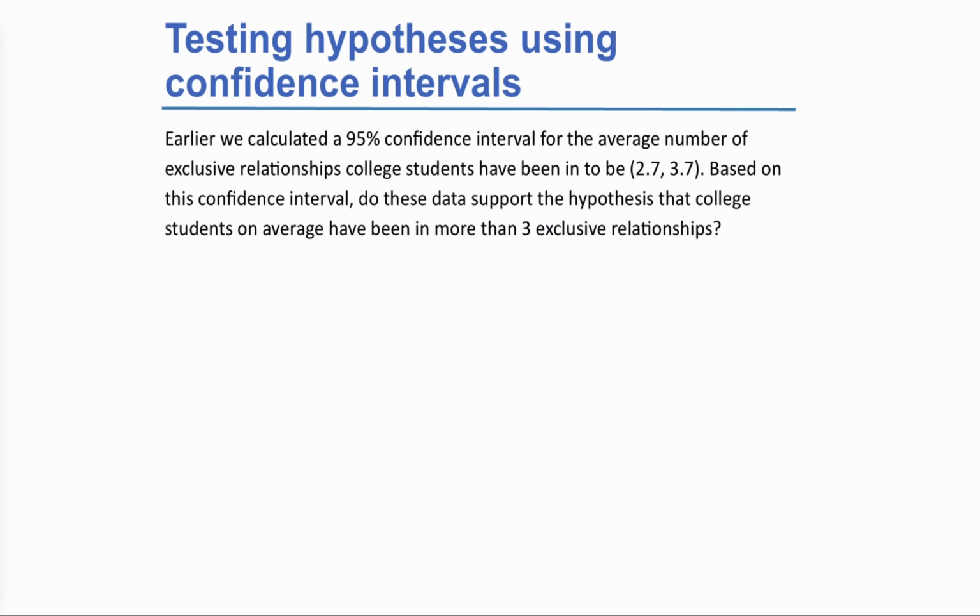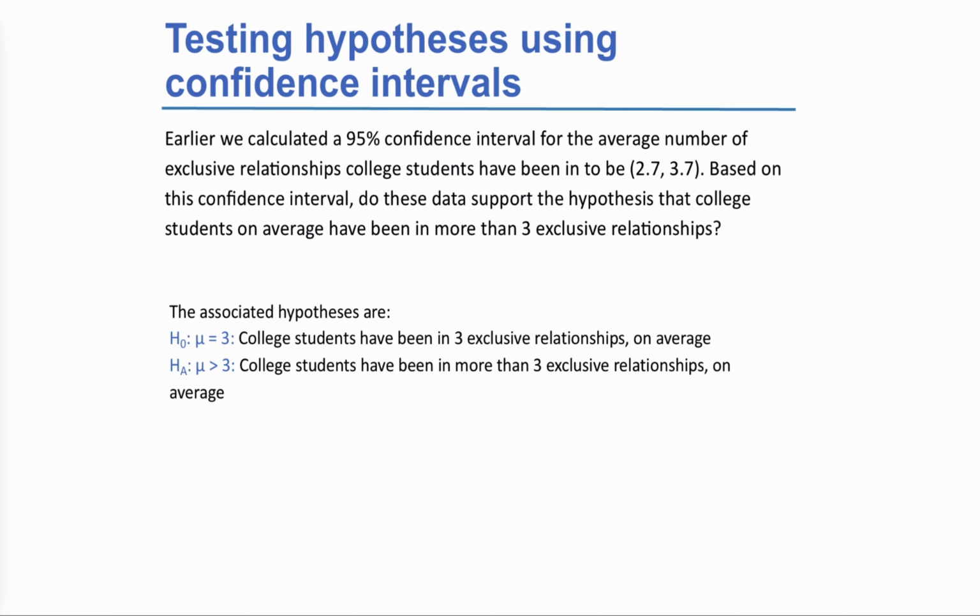So in a previous example, at some point in another video, we calculated a 95% confidence interval for the average number of exclusive relationships college students have been in to be 2.7 to 3.7. Based on this confidence interval, do these data support the hypothesis that college students on average have been in more than 3 exclusive relationships?